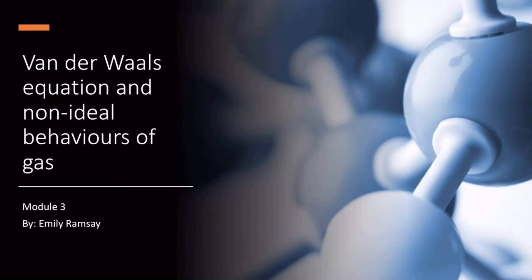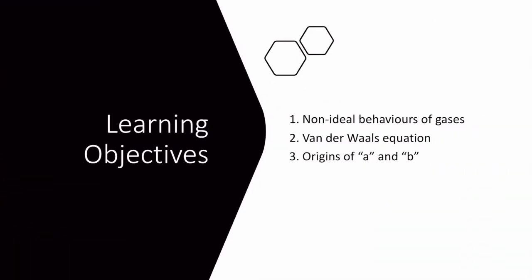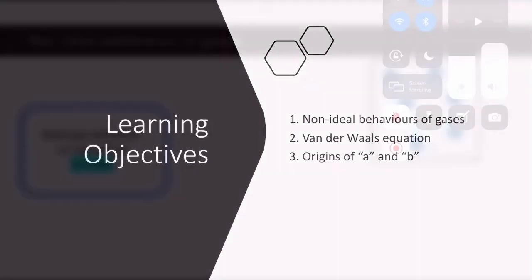In this presentation, we will focus on the van der Waals equation and non-ideal behaviors of gas. There are three main learning objectives today. The first is to understand what non-ideal behaviors of gases are. The second is to know the van der Waals equation. And the third is to go more in depth and explain the origins of A and B. If you do not understand these concepts during the slides, I will be explaining them on the last slide.